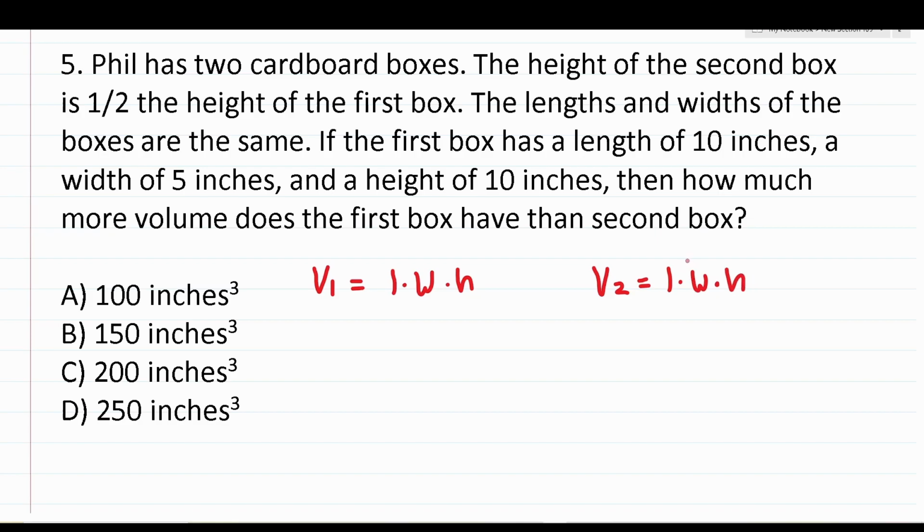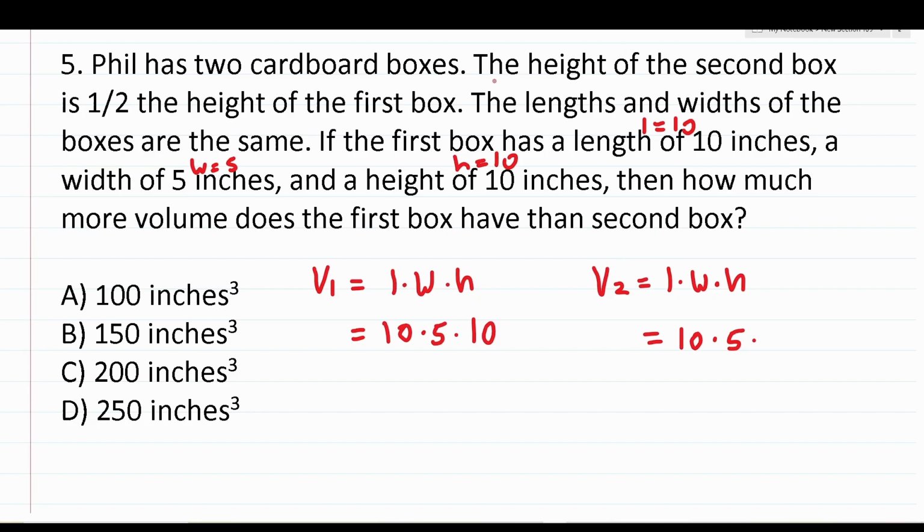All right, let's go through this problem and see what information we were given. We were told that the first box has a length of 10, so L is 10, a width of 5, so W is 5, and a height of 10. So let's go ahead and plug those values in for our first box. Again, that's 10 times 5 times 10. Let's see what information we have about our second box. We were told that the lengths and widths of the boxes are the same. If our first box had a length of 10, that means our second box has a length of 10. If our first box had a width of 5, that means our second box had a width of 5.